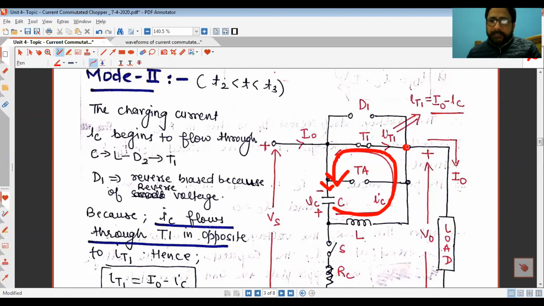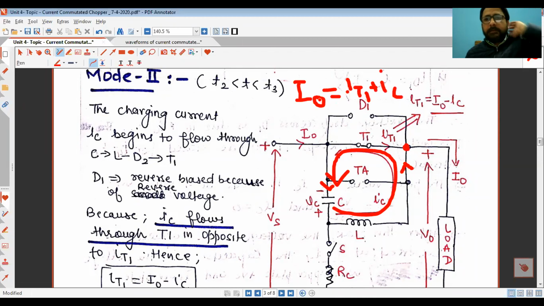Now if you apply KCL at this particular node, there are two currents coming to this node and one current going from this node. The current going from this node is equal to I naught. As per KCL, the current leaving a junction is equal to the current entering a junction. So the entering current is IT1 plus IC. Rearranging this equation, you get IT1 is equal to I naught minus IC, sorry.